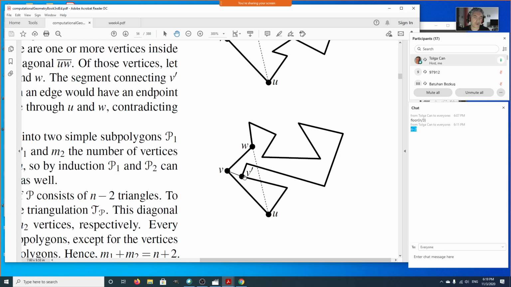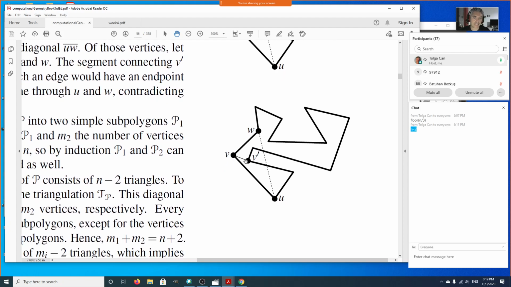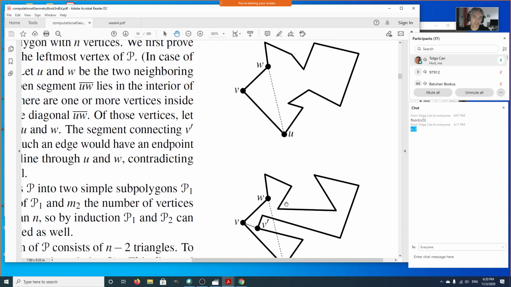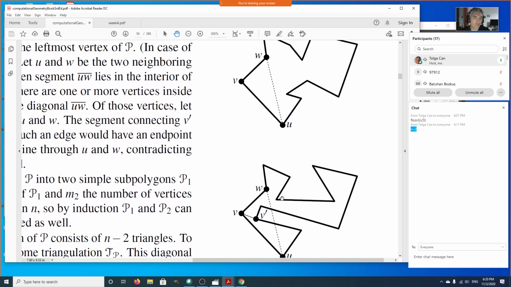That's V prime. Now we clearly see that since V prime is the farthest vertex away from UW, and V was the leftmost vertex, by the definition of V prime there can be no other vertex to the left of this. And we know that this here is the interior of the polygon. So therefore, we can safely draw a diagonal between V and V prime. In either of these 2 cases, we can draw a diagonal.